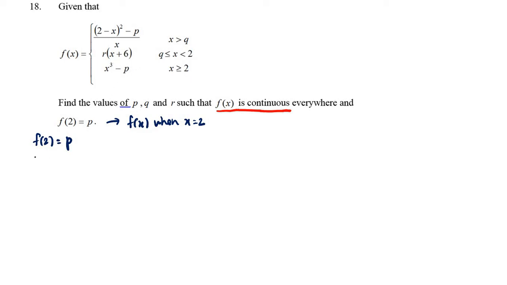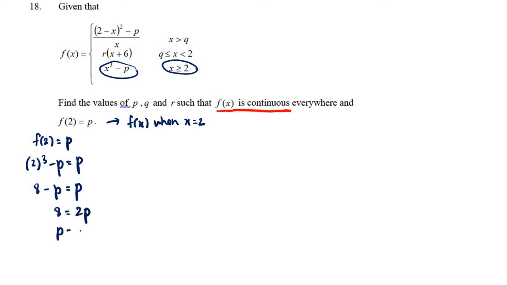Okay, the third one. So meaning that function yang kita akan ambil adalah x cube minus p. This one lah. Okay, x cube minus p. So dalam case ni, x kita sekarang adalah 2. Alright. Okay, so we have over here 2 cube minus p, and that is equals to p. Okay, so we have over here 8 minus p equals to p. So what we have over here is 8 equals to 2p. And finally, we can check that p is equals to 4. Okay, that is the value for our p.